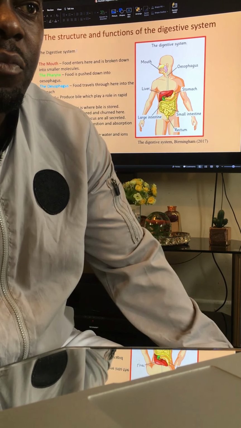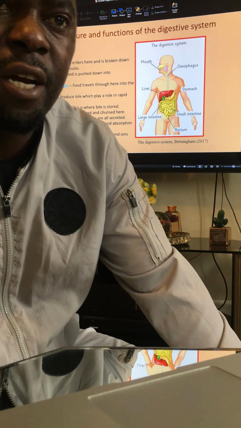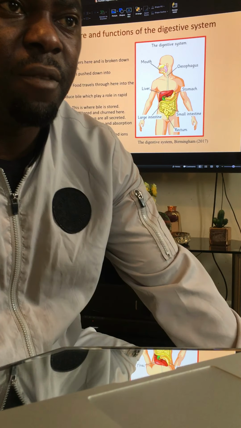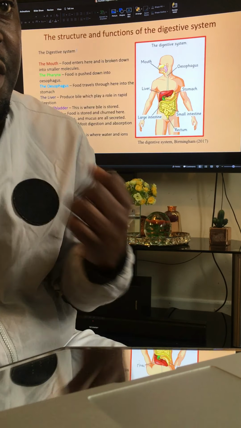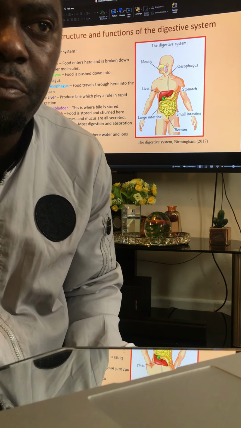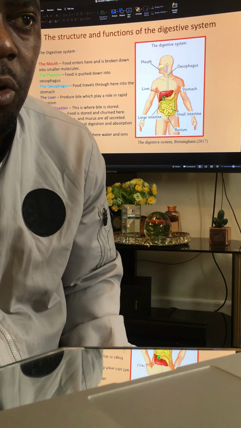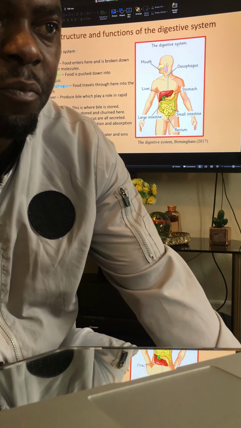The mouth. Digestion begins in the mouth, where the mechanical breakdown of food begins through mastication. Inside the oral cavity, the teeth bite and tear the food, breaking large food particles into small pieces. The tongue mixes the food with saliva and creates a bolus, a small rounded ball of food.